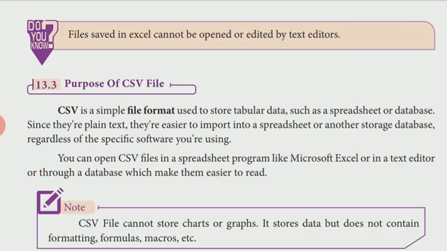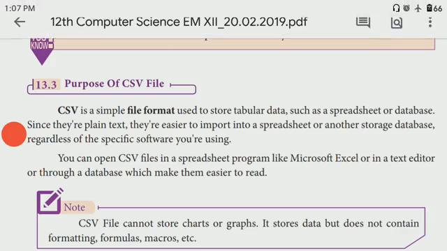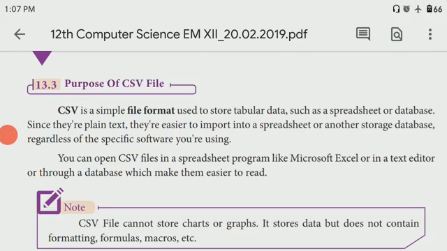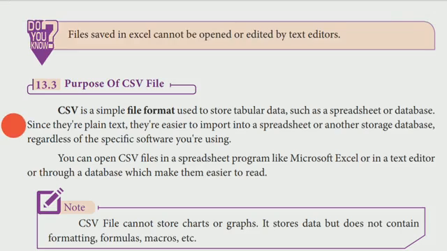The next topic is why we are going to use CSV. Because it is a simple file format. It is a simple file. So, this is used for tabular data, that is the data which is stored in a table. To create data in a table, we can use the CSV file. For example, spreadsheet and then database. So, whichever data we are going to save in a spreadsheet or database, in that simple format you can use CSV.